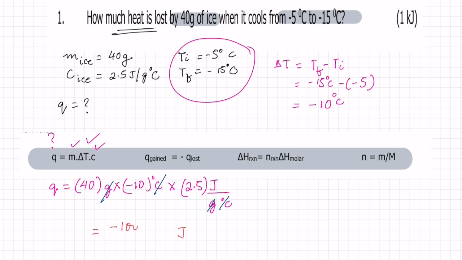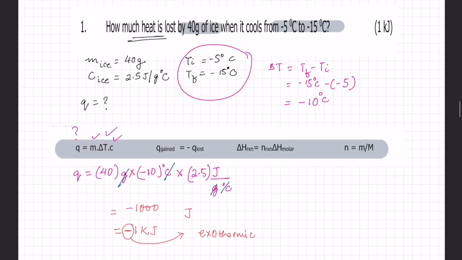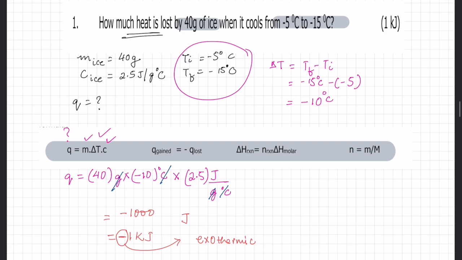Let's bring out a calculator and figure out that this is -1000 joules. So you could also write this as 1 kilojoule of energy is released. So that's what the negative is saying. The negative tells me this is exothermic, energy is released or, as was mentioned, lost in the question. Let's try one more problem.